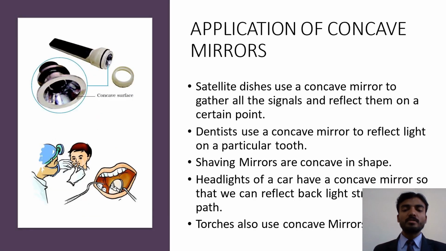Applications of concave mirrors. What are the applications? Satellite dishes use a concave mirror to gather all the signals and reflect them to a certain point. Dentists use a concave mirror to reflect light on a particular tooth. Shaving mirrors are concave in shape. Headlights of a car have a concave mirror so that light is reflected back along the same path. Torches also use concave mirrors. These are the applications of concave mirrors.